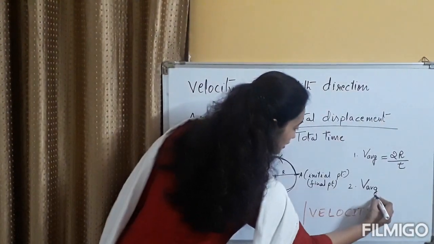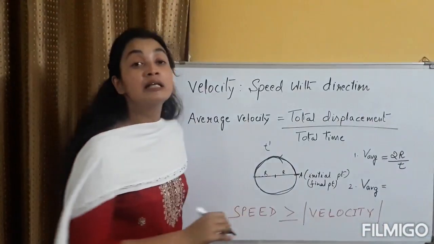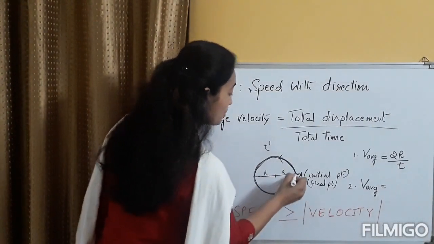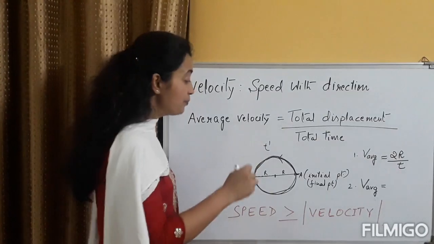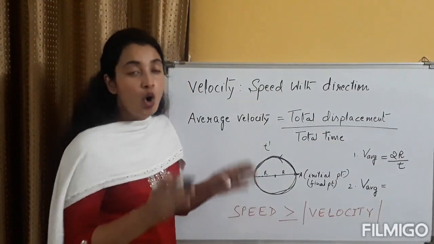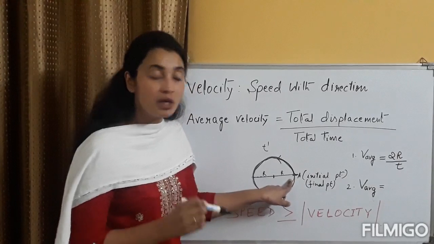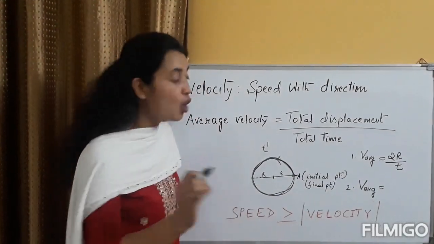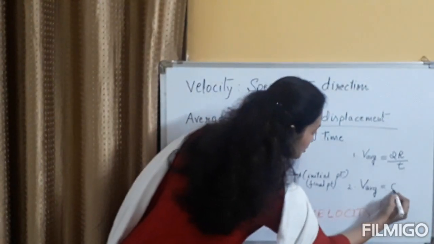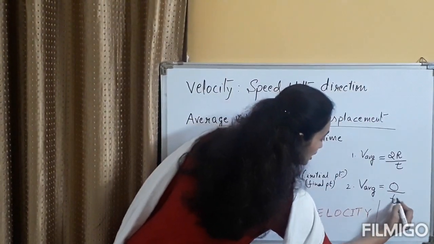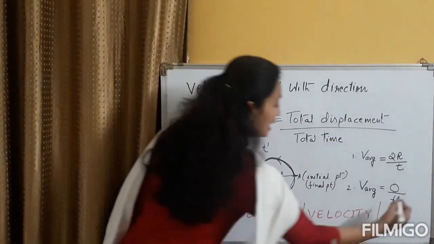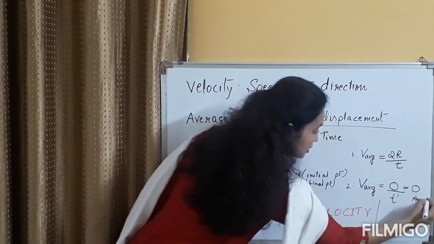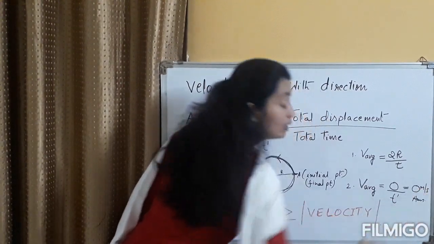So average velocity will be total displacement. Total displacement means you started from A and reached back to A only. The displacement is 0, or the difference between final position and initial position is 0. So the total displacement 0 upon T dash, the time you took. So the answer is coming out to be 0 meters per second.